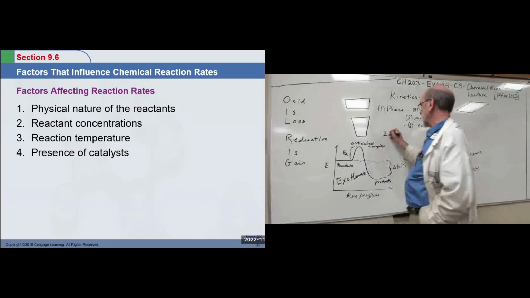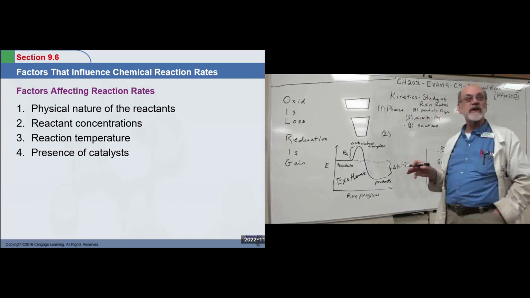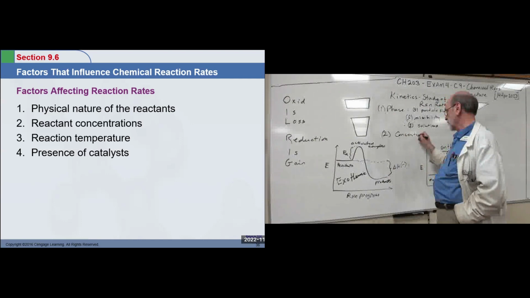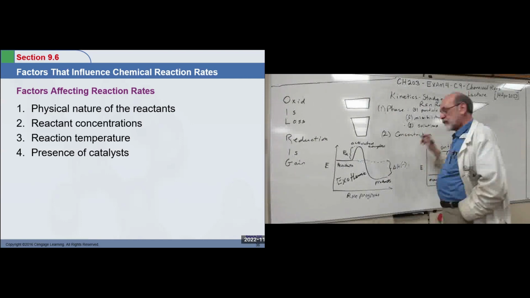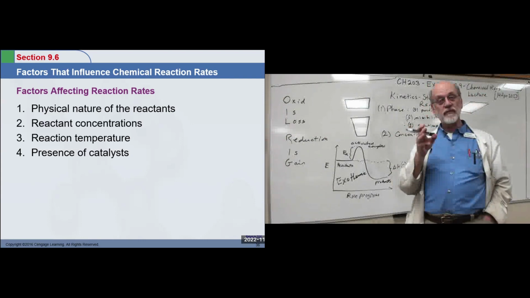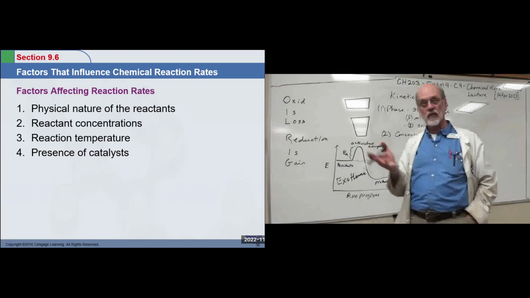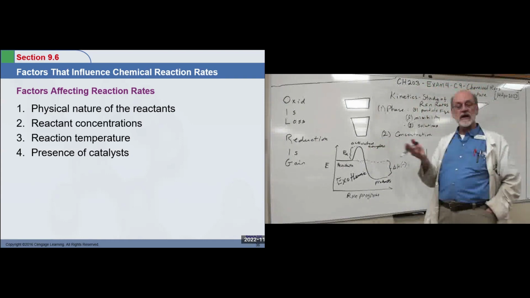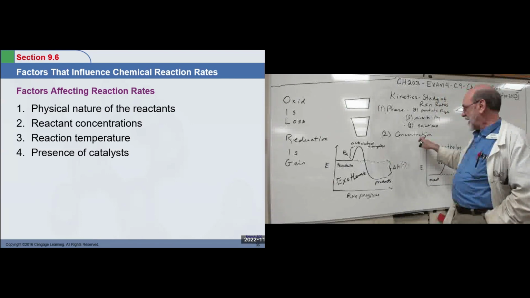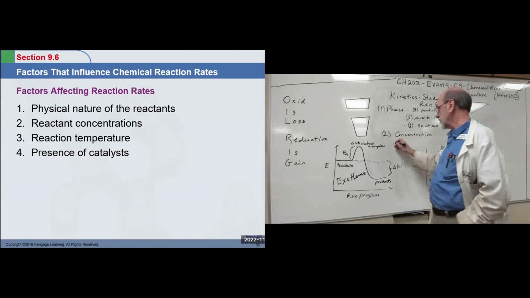All right, the second thing that will determine the reaction rate is concentrations. If we go back to the collision model, the higher the concentration, the higher the probability of collisions occurring, because you've got more reactants in there in closer proximity. So the reactant concentration has a bearing on the speed of the reaction.